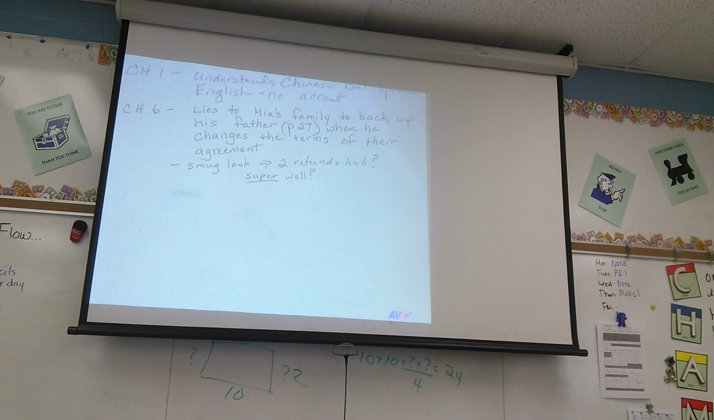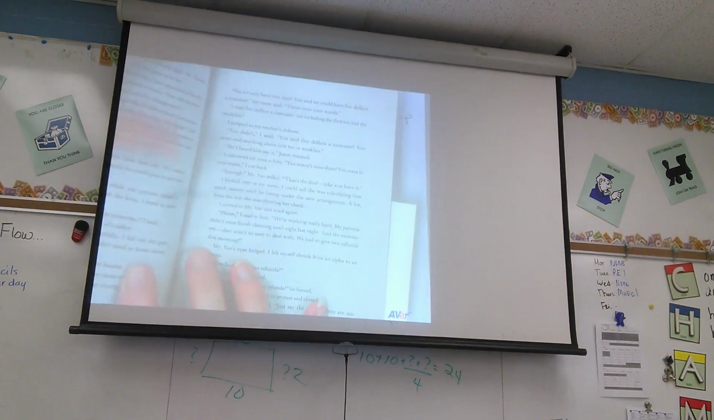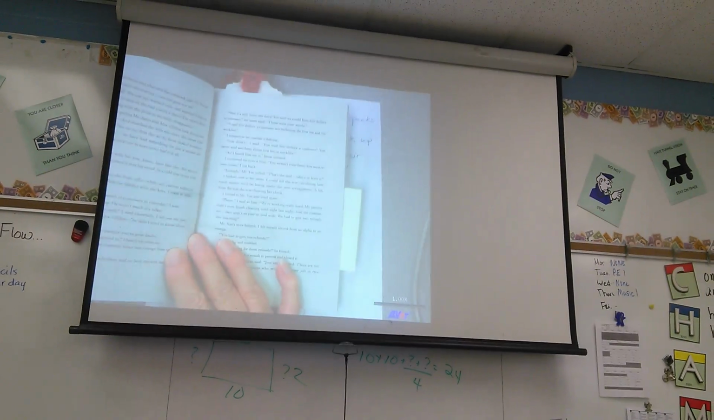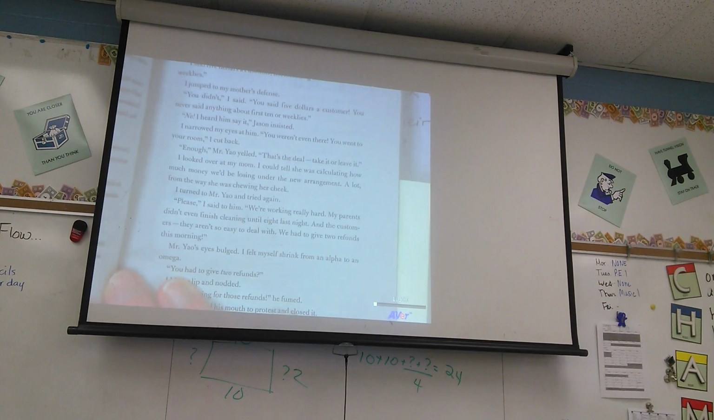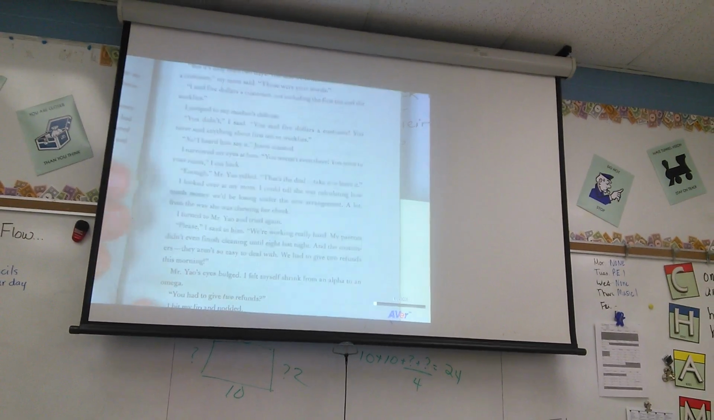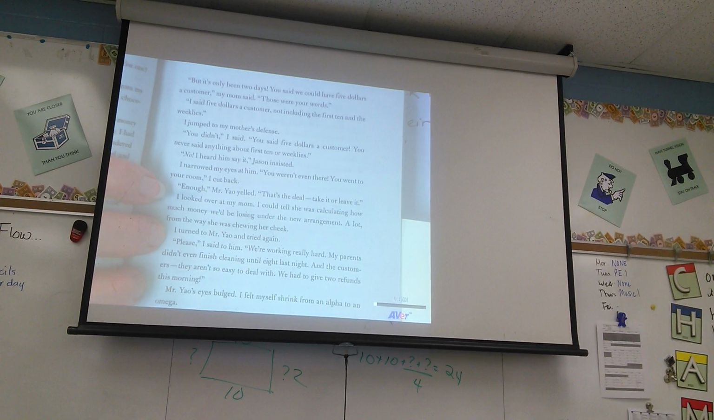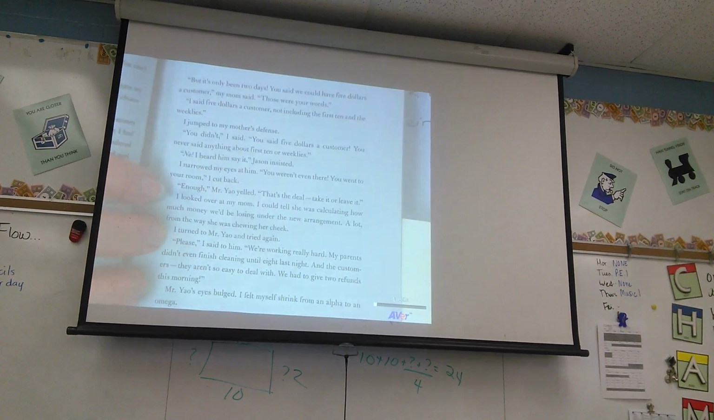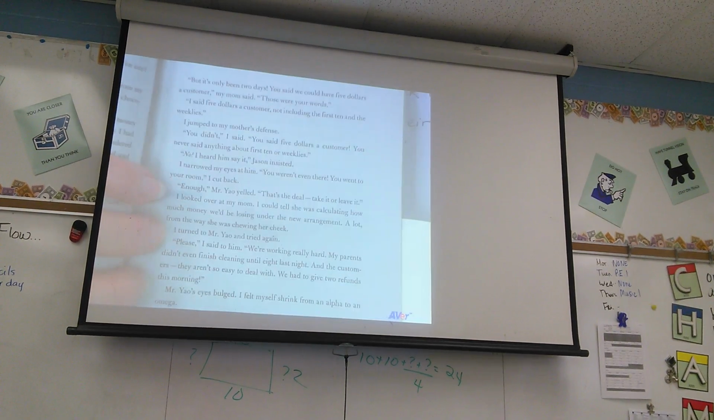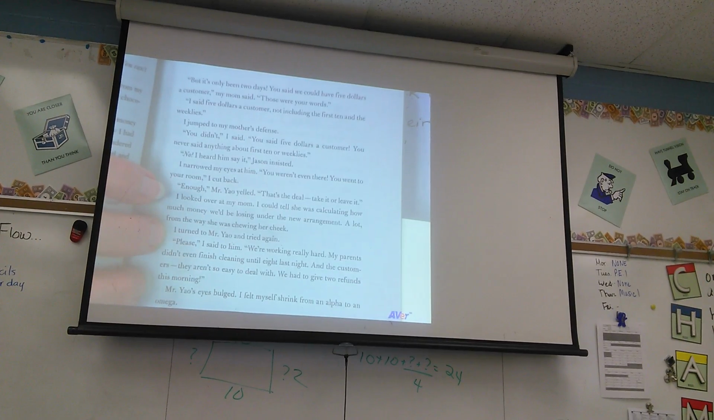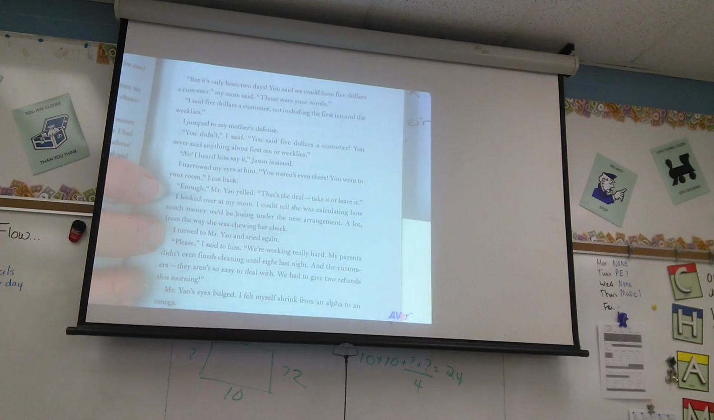Okay, so he lies to Mia's family to back up his father. He comes over here. Let me find it. On page 27, he says, but it's only been 2 days. You said we could have $5 a customer, my mother said. Those were your words. I said $5 a customer, not including the first 10 and the weeklies.